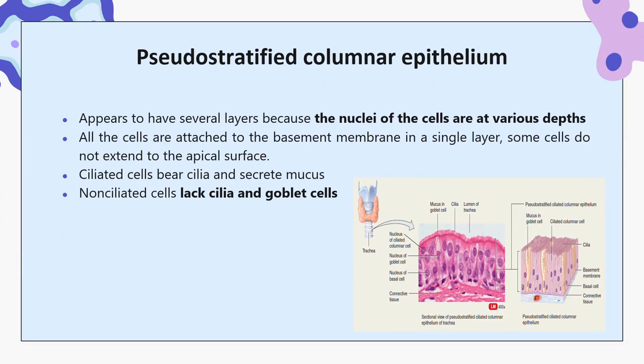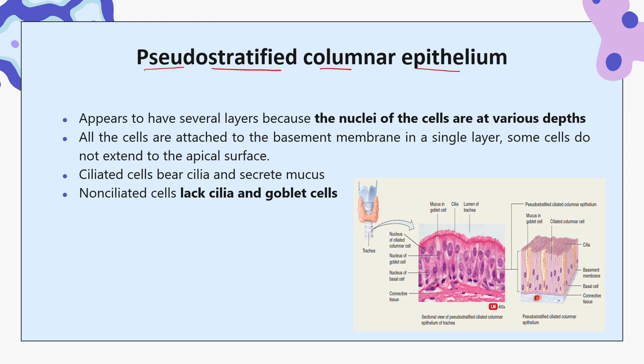Next, pseudostratified columnar epithelial tissue. Stratified means multiple layers. Columnar means column-like shape of cells are present in the epithelial tissue, correct? But here pseudo is present. That means they appear like they have several layers, but actually they have a single layer.